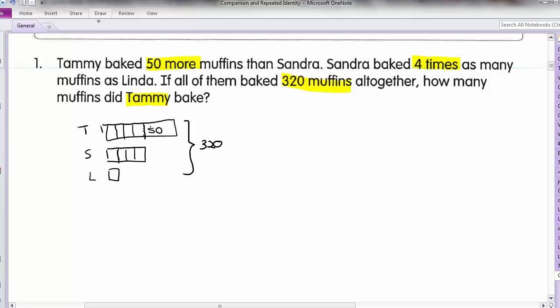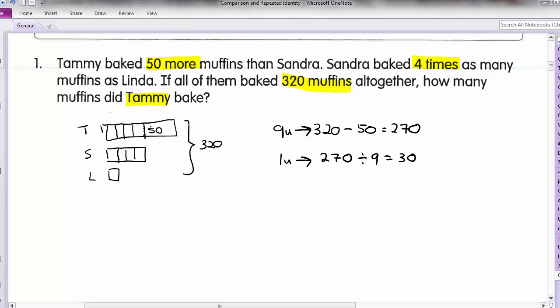So how many muffins did Tammy bake? Now I have 1 unit, 2, 3, 4, 5, 6, 7, 8, 9 units altogether. But these 9 units are not equal to 320, because I have this 50 that is an extra here. It's not 1 unit, so I need to get rid of it. So I take 320 minus the 50 first, and that will give me 270. So this 270 is actually 9 units. So 1 unit is 270 divided by 9, and that will give me 30. So 1 unit is 30.